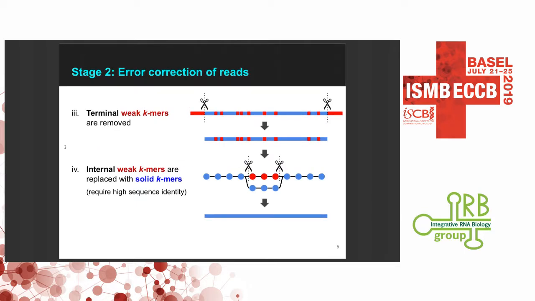To correct the errors in the reads, first, we trim the weak k-mers from both ends of the read, and then after that, we try to replace all internal weak k-mers with solid k-mers. And this is done while keeping high percent sequence identity.